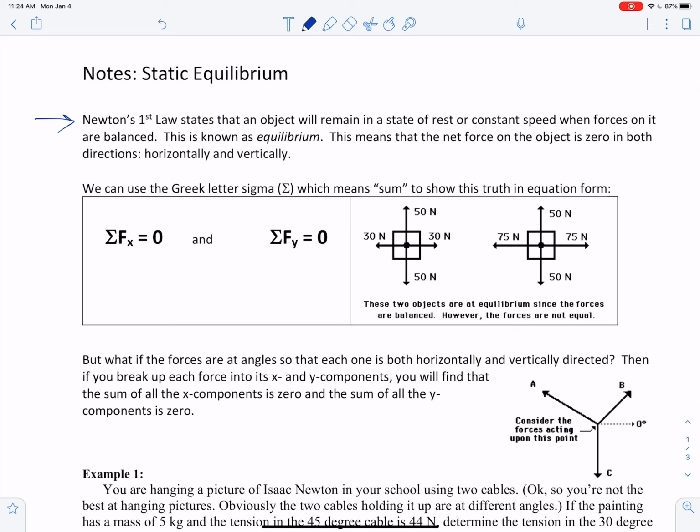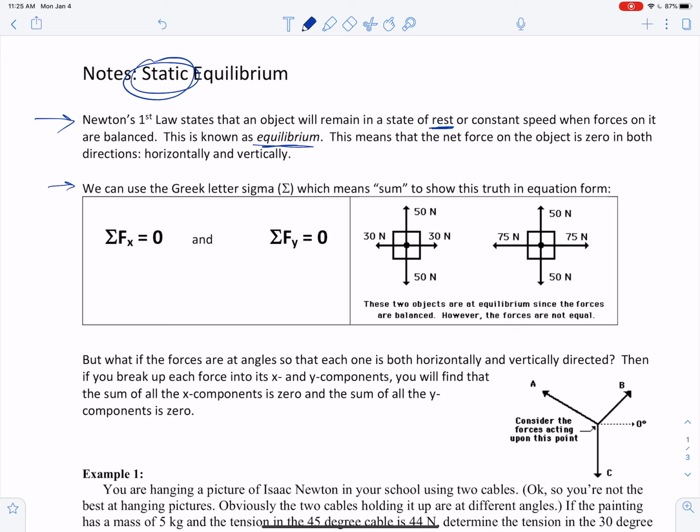So if equilibrium is the idea that forces are balanced, then static equilibrium is just looking at the situation when the object is at rest. You could have a dynamic equilibrium situation where the object is moving at constant speed, but the net force is zero. But we're just going to be looking at objects that are at rest, and since they're at rest, the net force on them is zero.